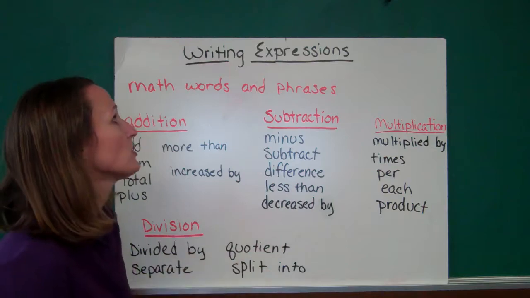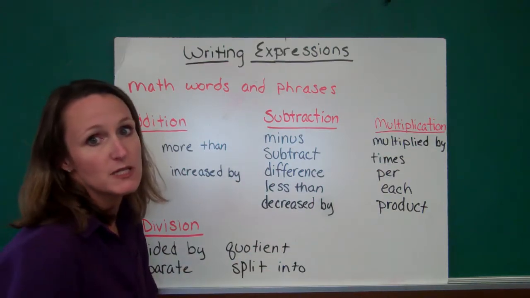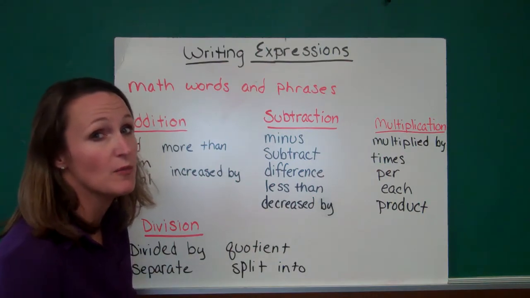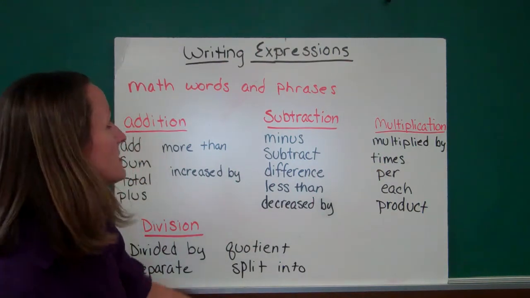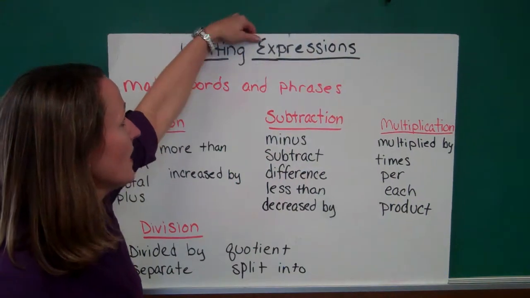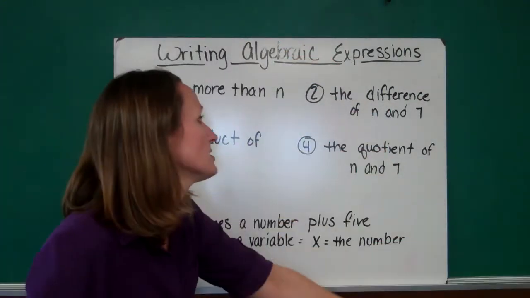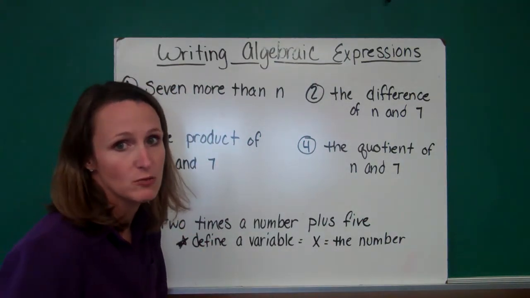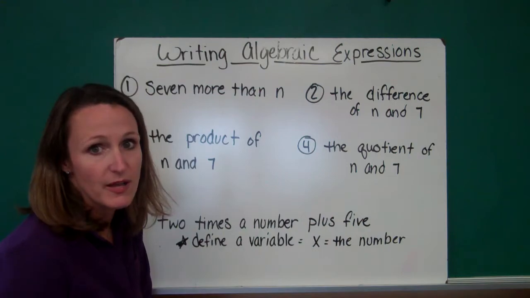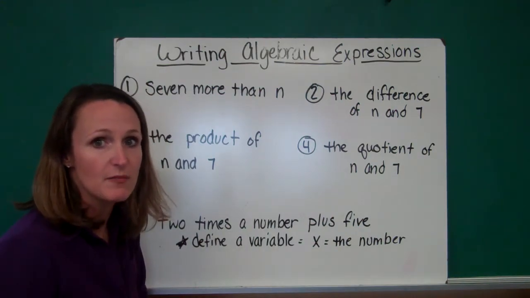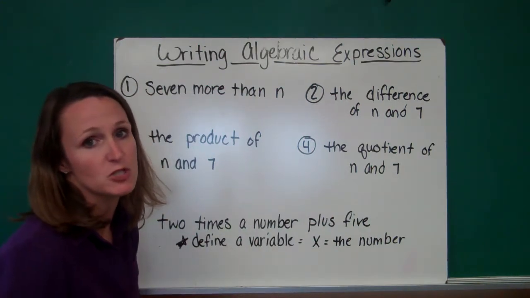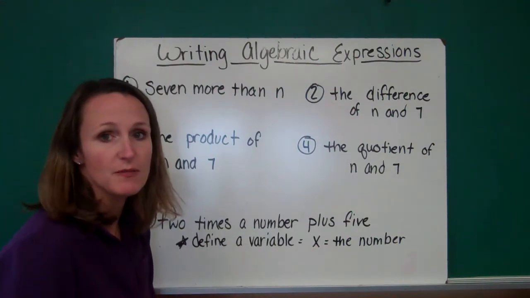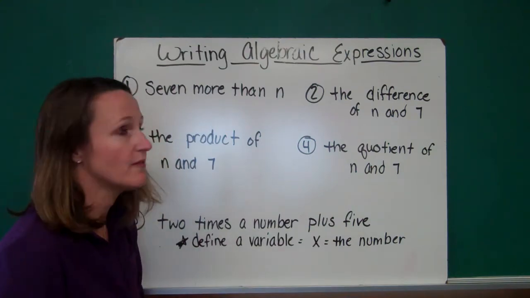Of course, there are other words and phrases that we might want to know when we're talking about writing expressions, but these are the most common ones that you should definitely be familiar with. So let's look at exactly how we write algebraic expressions. Now, an expression means that there is no equal sign. In a minute we'll talk about an equation, in which case there is an equal sign, but for right now we want to talk about an expression, which just means we're going to say something plus something or something minus something, and we're not going to have an equal sign.